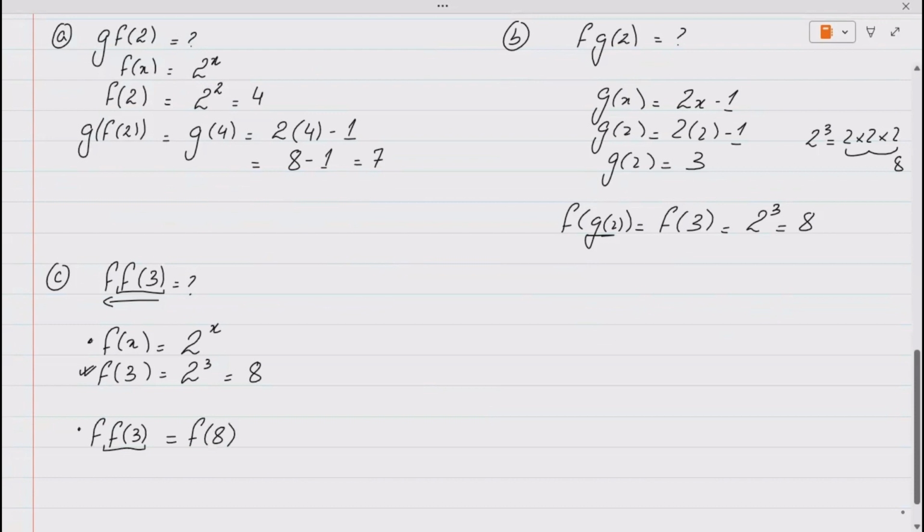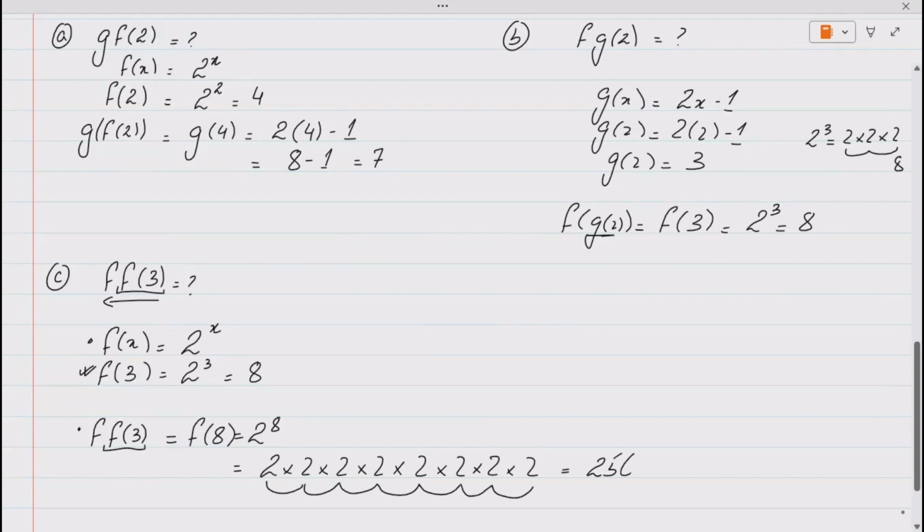Again, f of x is 2 to the power x, so f of 8 is 2 to the power 8. 2 to the power 8 is 2 multiplied by itself eight times: 2 times 2 is 4, 4 times 2 is 8, 8 times 2 is 16, 16 times 2 is 32, 32 times 2 is 64, 64 times 2 is 128, and 128 times 2 is 256. The answer is 256. You can do it in a calculator as well, 2 to the power 8.